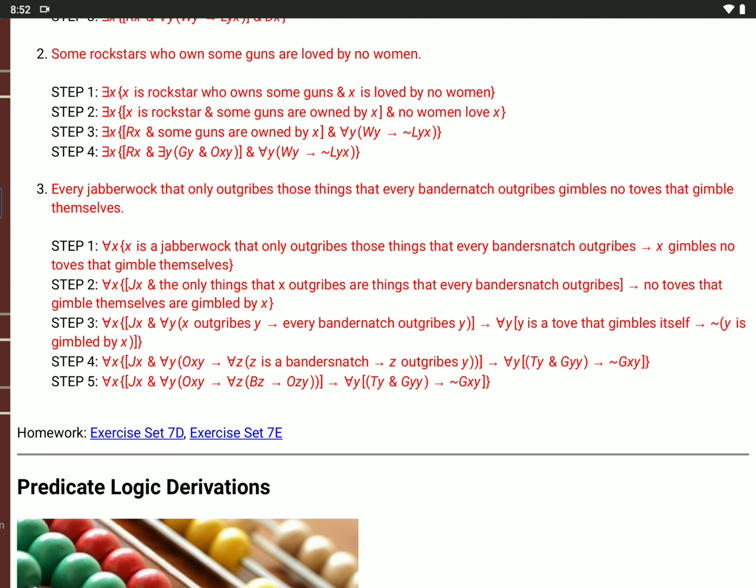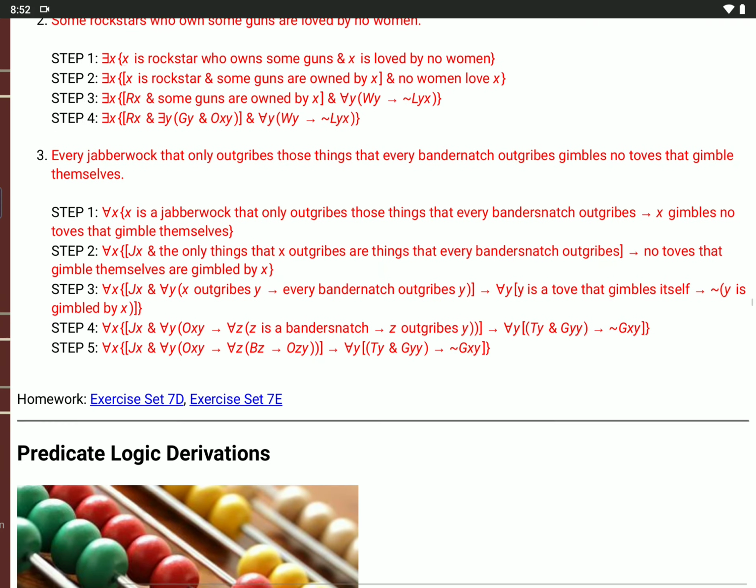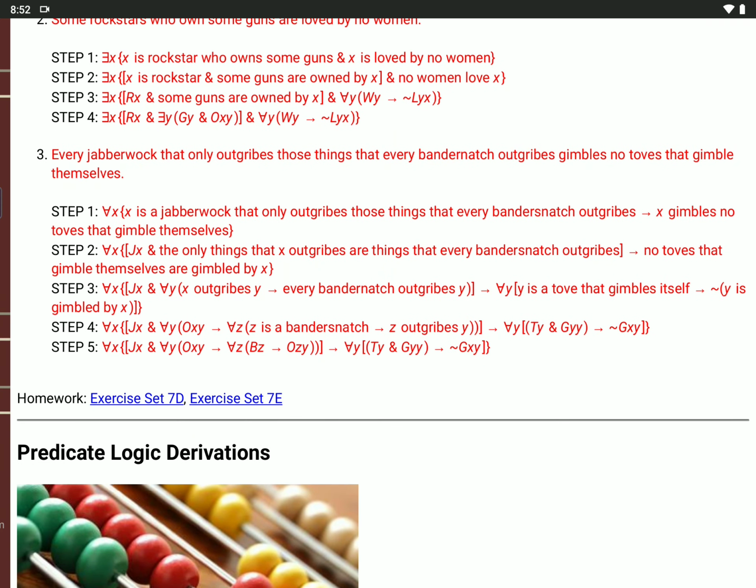So if you look at the main verb of the sentence, the verb that isn't in a that clause, that's the word gimbals that comes after outgribes. That's where you want to break it from the main form of the statement. Again, this is a universal affirmative, so it's for all X, something about X, arrow, something else about X. So the first thing about X, I'll just write in English. X is a Jabberwock that only outgribes those things that every Bandersnatch outgribes. That arrow, X gimbals no toves that gimbal themselves.